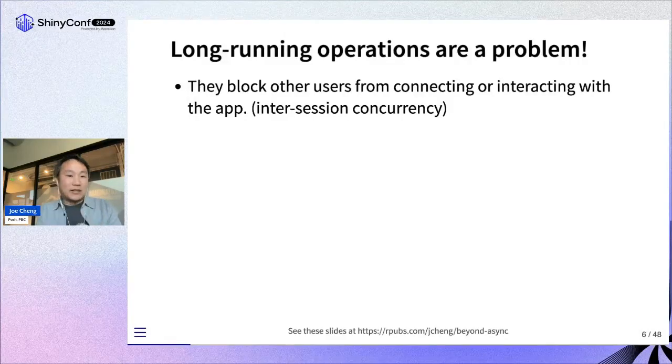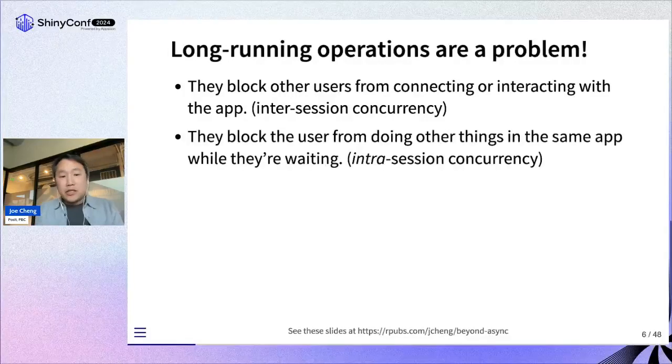That's what we call inter-session concurrency. You can't have 2 sessions that are doing things at the same time. And also, they block the user from doing other things in the same app while they're waiting. So I wanted to add Microsoft, I wanted to add Apple, and I couldn't do those things until that long download of data was done. So that's called intra-session concurrency. So both of the inability to have either kind of concurrency is a big user experience problem.